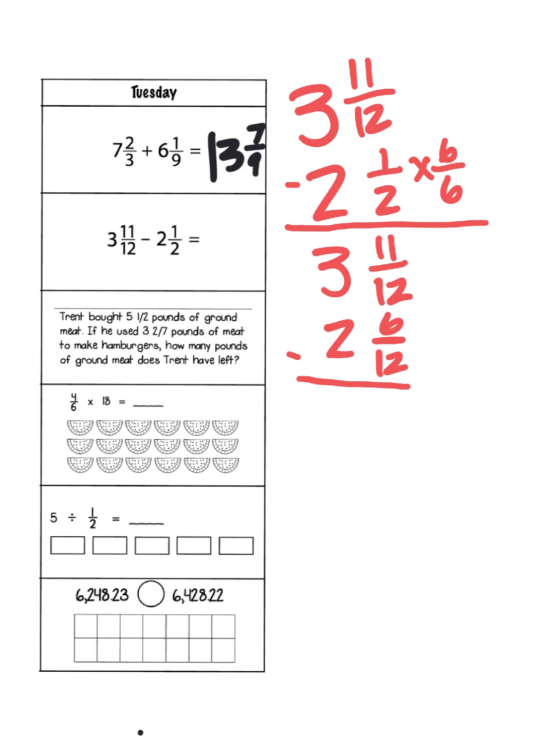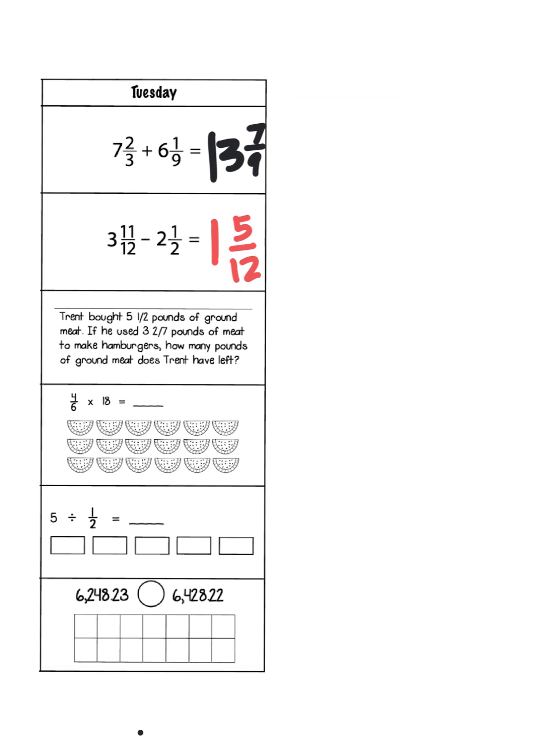3 minus 2 is 1. 11 minus 6 is 5/12. I know 1 and 5/12 is my final answer. That 5 is prime, and it cannot be simplified.